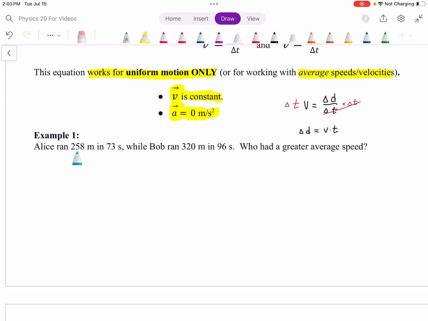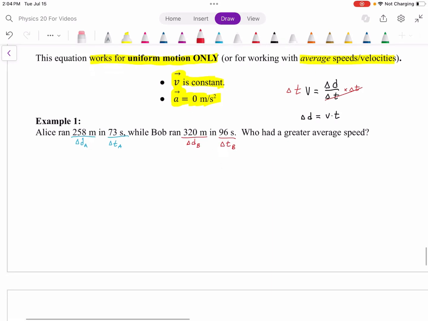Okay, so we can't say Alice didn't go as far, but she also didn't run for as long. Bob went further, but it also took him longer. So to calculate the average speed, we can now figure this out. I like, just as I encounter givens, to call that change in distance for Alice and time for Alice, and then I'll just do the same for Bob there. Sometimes it's nice to just write your givens in directly as you see them.